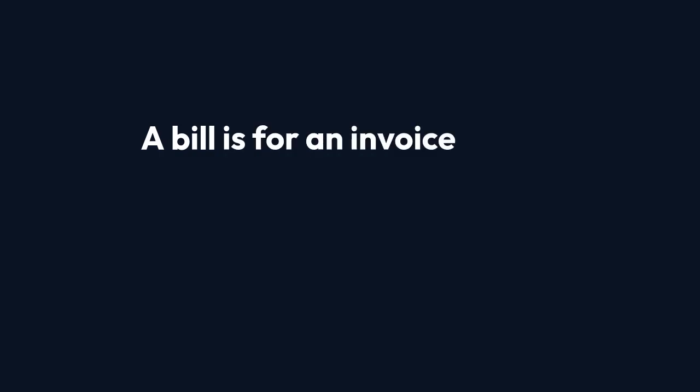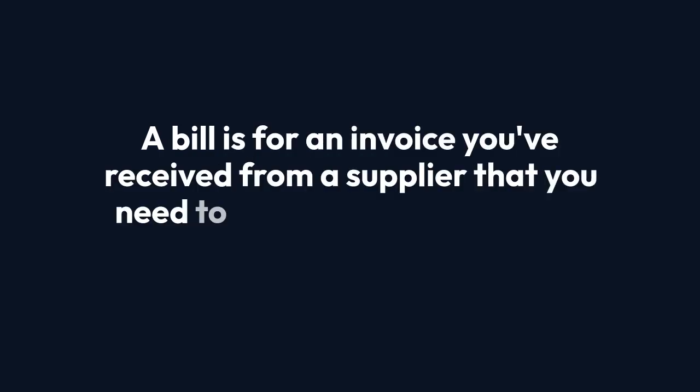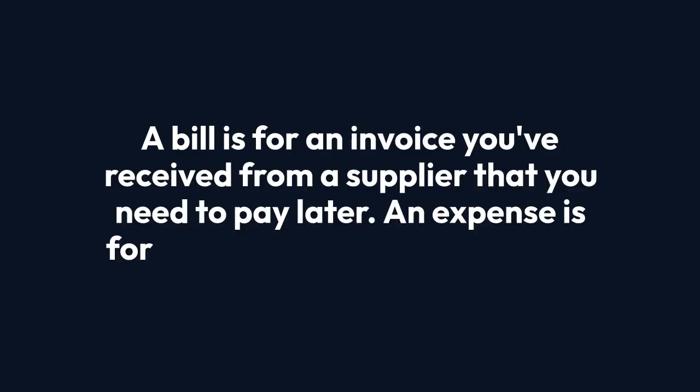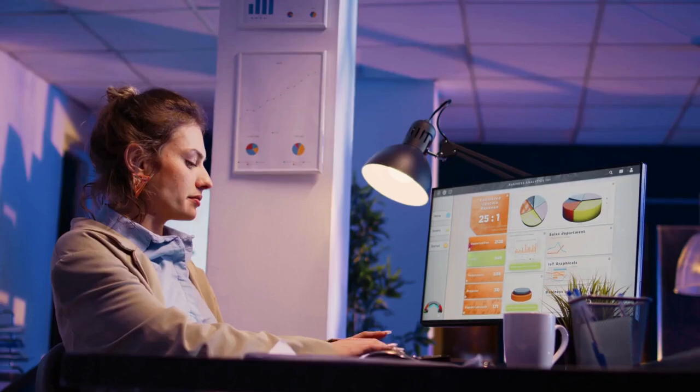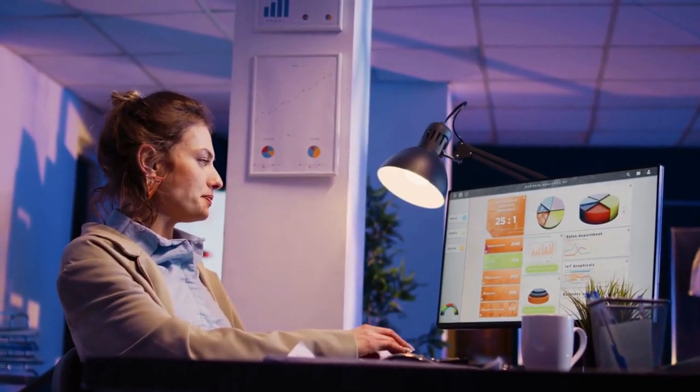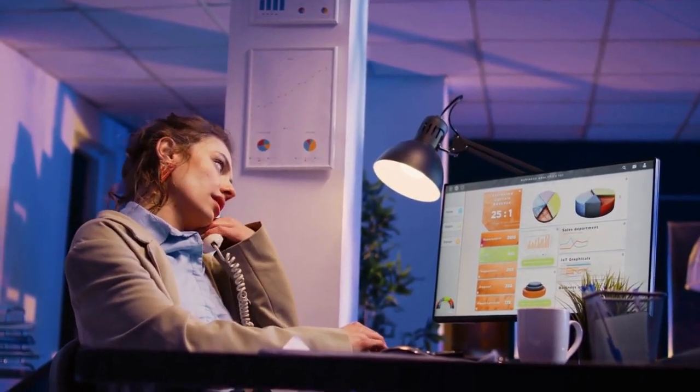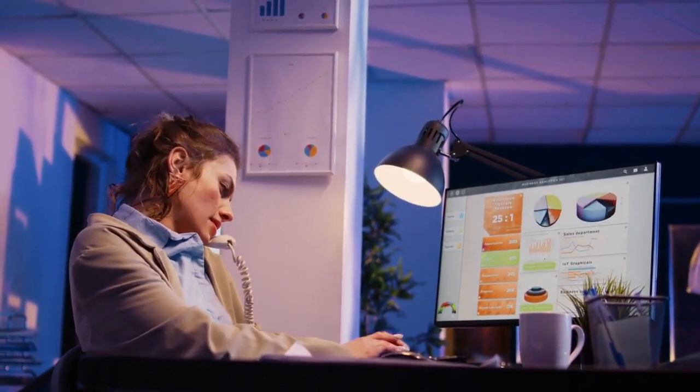A bill is for an invoice you've received from a supplier that you need to pay later. An expense is for when you've already paid for something, perhaps with a company debit card or your own money that needs to be reimbursed. For this tutorial, let's focus on entering a bill, as it's a very common task. Go ahead and click on Bill.